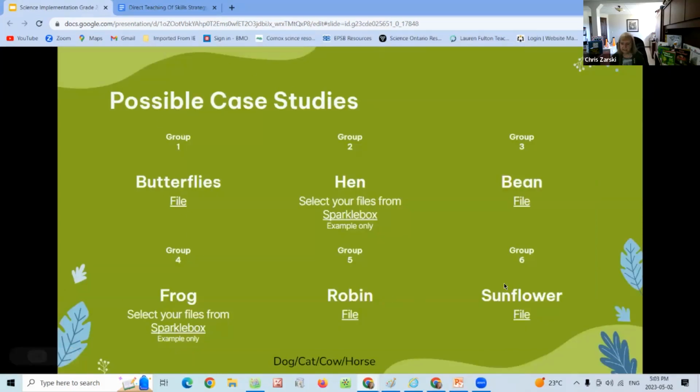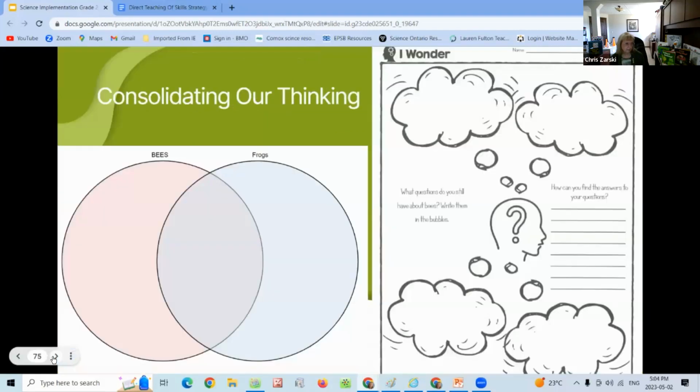So there are possible case studies. You could do a hen, butterflies, frogs, robins, sunflowers, beans. I mean, beans are common. We've done those before. A lot of these come directly from Sparklebox. They already have the cycle in there, but really I would want students to choose what's your interest, or maybe they pick their own. You give them the option to pick their own of what they're going to do and what they're going to explore.